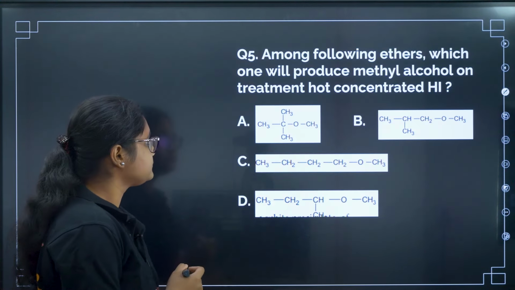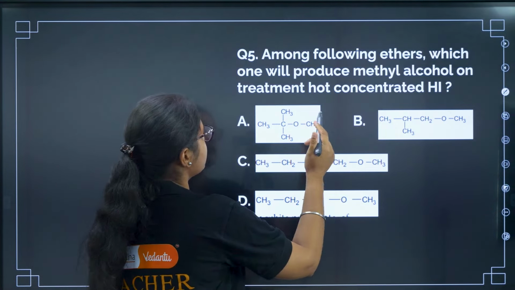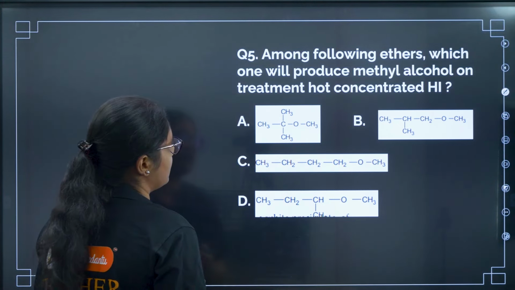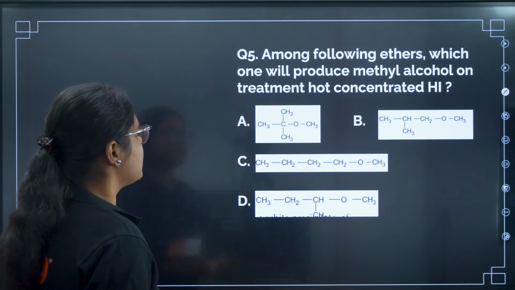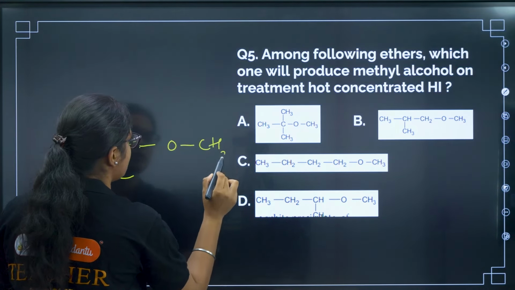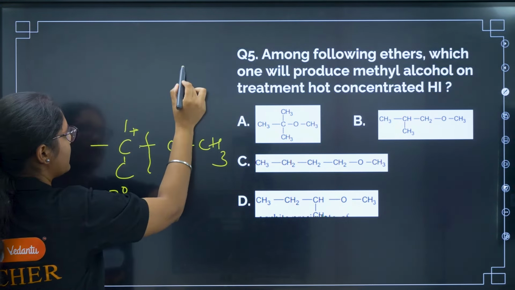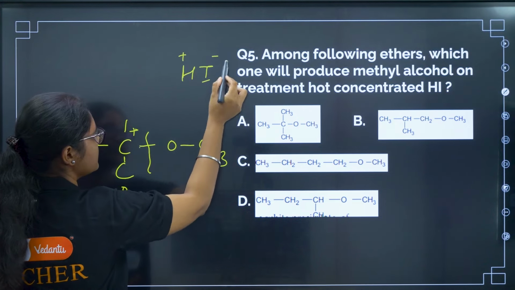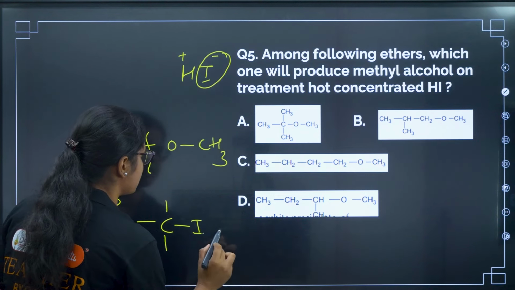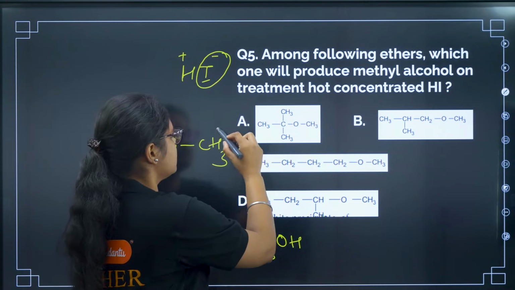Okay, next. Okay, from ethers we have this question. Among the following ethers, which one will produce methyl alcohol on treatment with hot concentrated HI? Okay. So for getting methyl alcohol, see, this is the cleavage of ethers. The topic is cleavage of ethers. See here, if this bond breaks here, we'll get a cation here. This is very stable cation, 3 degree, and in HI we have H plus and I minus. So the I minus will attack on this carbocation. So we will get the product here as this one plus CH3OH, right? So the correct answer for this question will be option A.